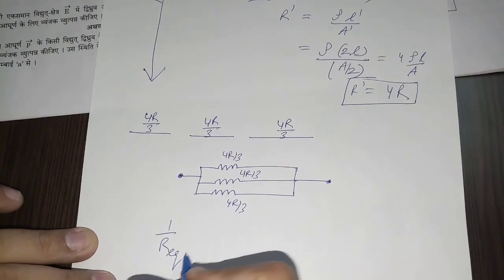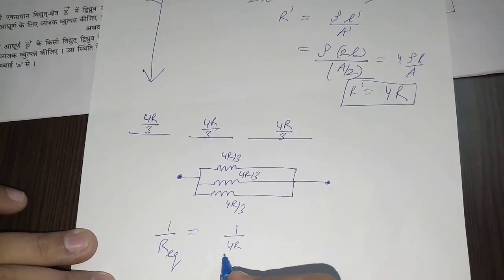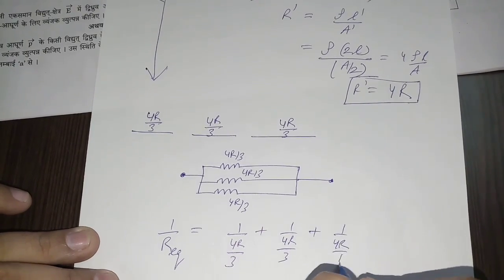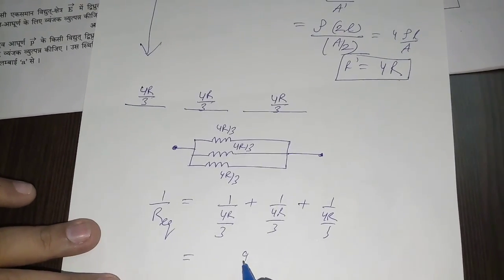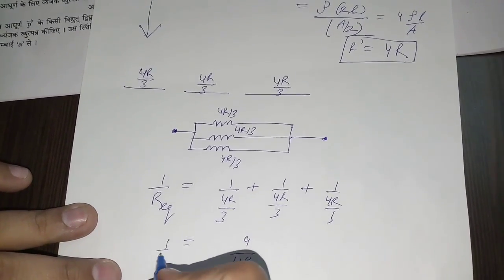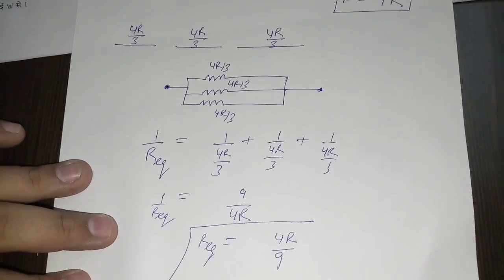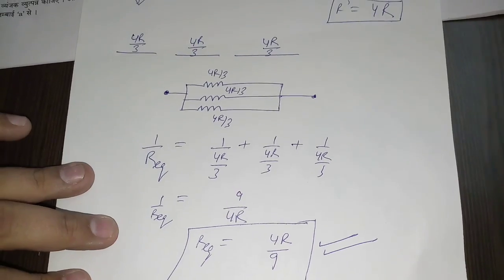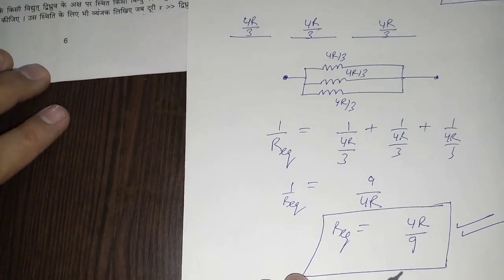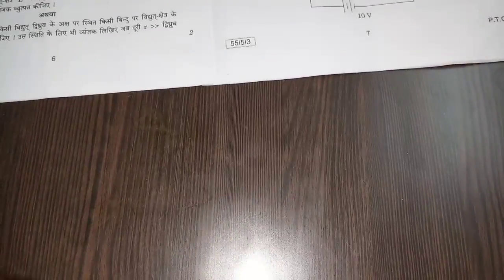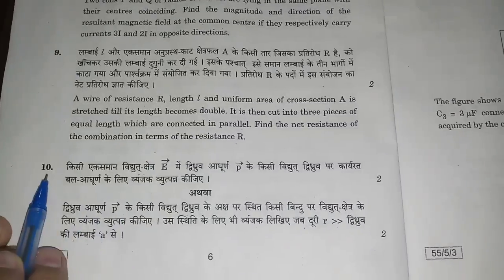So now the net equivalent resistance would be 1 upon 4R by 3, so that we get 9 upon 4R, or we can write 4R by 9. So the net equivalent resistance is 4R by 9. Question number 10.